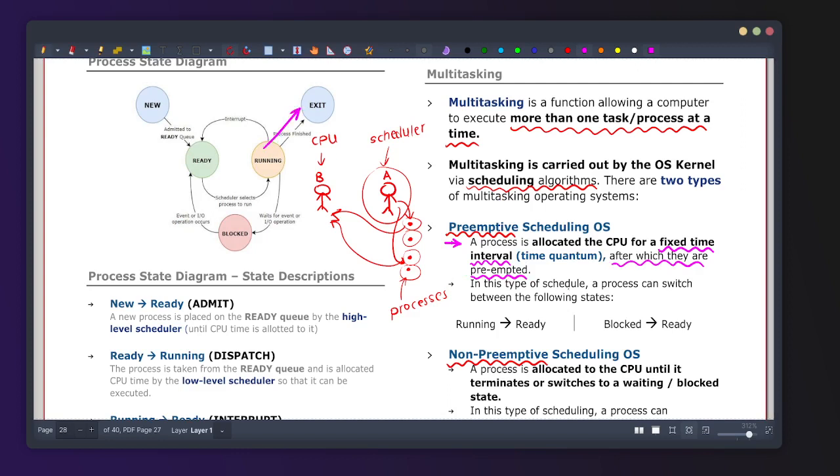And then in this type of scheduling, a process can switch between the following states. A process can go from running to ready, where a process will execute in its time quantum, then go back to the ready queue to await more time. Or a process that is already blocked due to some interrupt, or since it is waiting for some input, might go back to the ready queue as well. So these two process stages, specifically running to ready and blocked to ready, take place in preemptive scheduling.